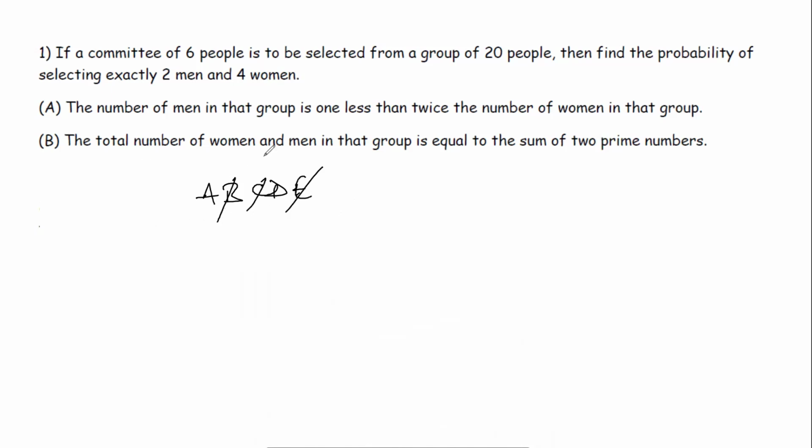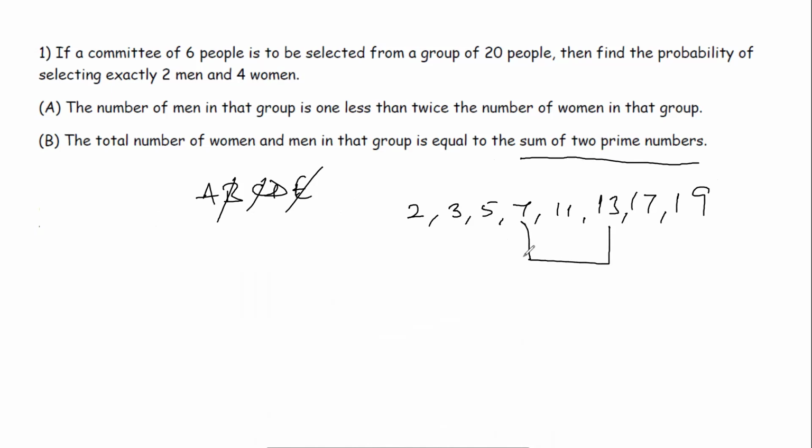The total number of women and men in that group is equal to the sum of two primes. We know that prime numbers begin with 2, 3, 5, 7, 11, 13, 17, 19, and so on. The sum of two primes could be 13 and 7, which we worked out in A. But 17 and 3 is also a possibility. So we don't know.